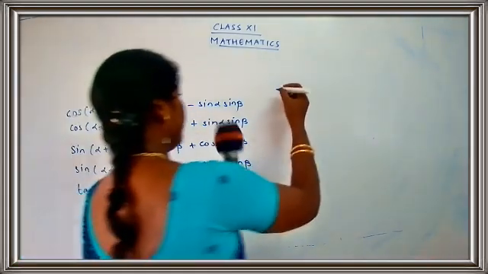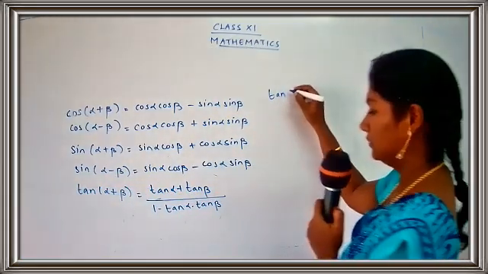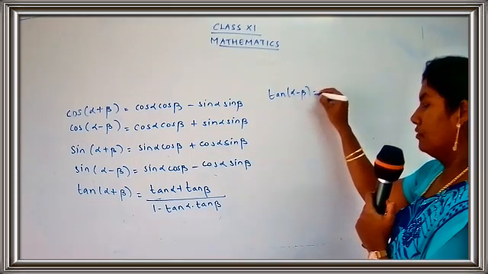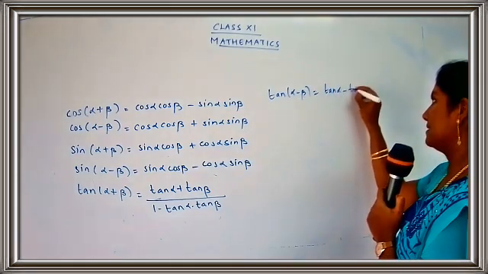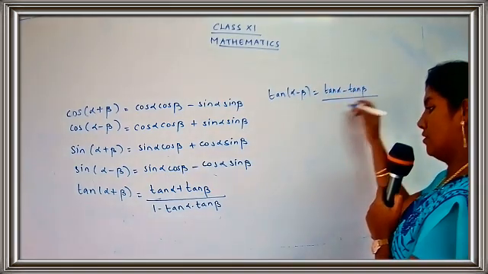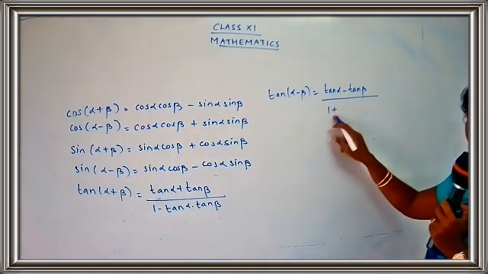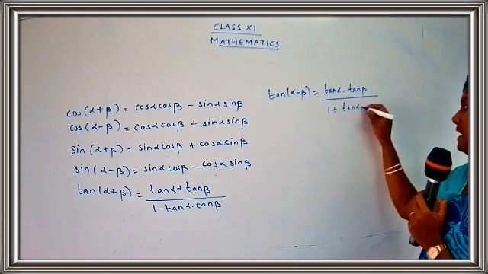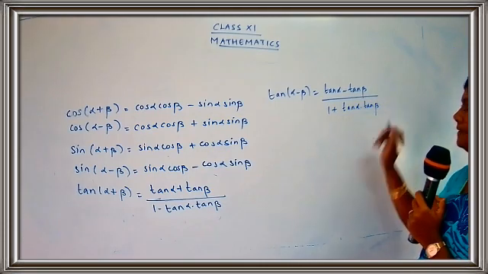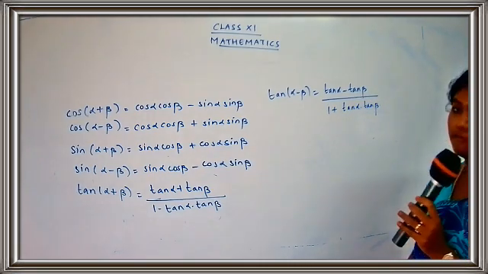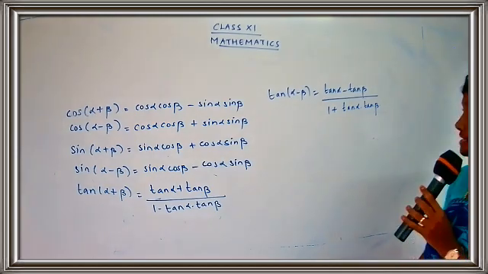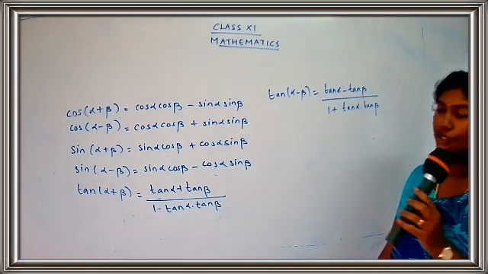For tan alpha minus beta, you have tan alpha minus tan beta upon 1 plus. Here it's minus, so the denominator will be plus. 1 plus tan alpha into tan beta. This is the formula for tan alpha minus beta. Tan alpha minus tan beta upon 1 plus tan alpha into tan beta.